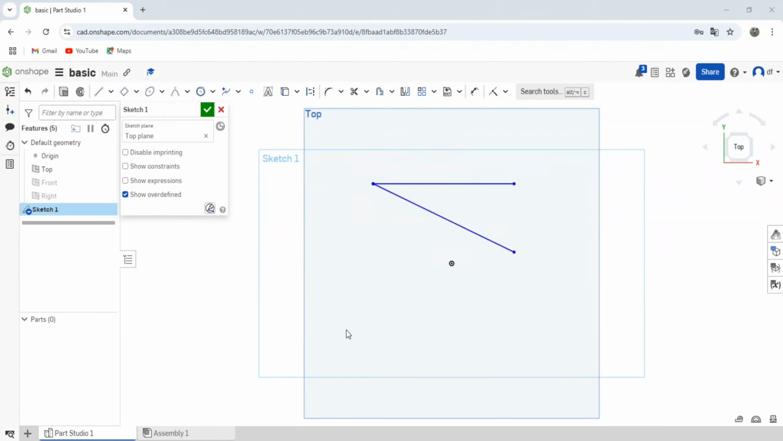And for two intersecting straight lines, we can adjust the angle between them by pressing the dimension tool, and then on the two lines to adjust the angle.